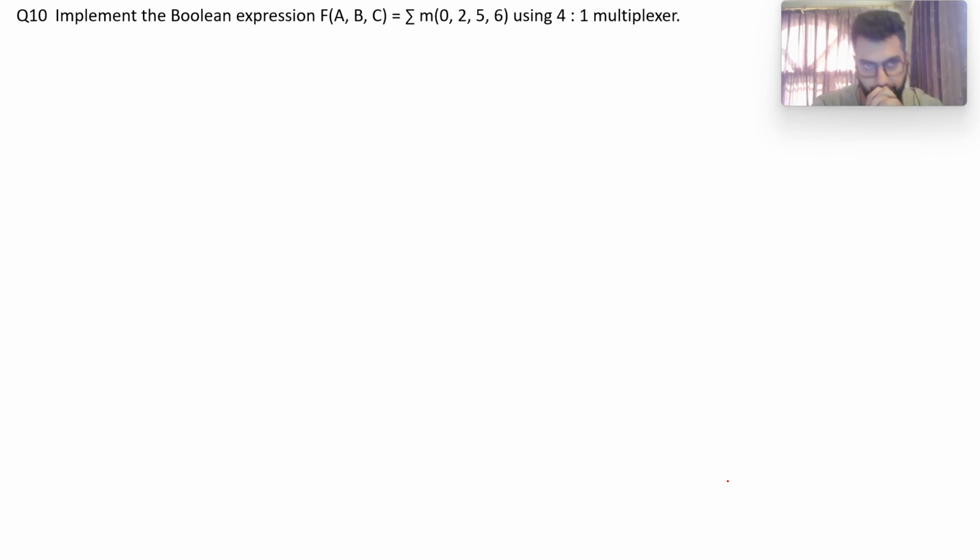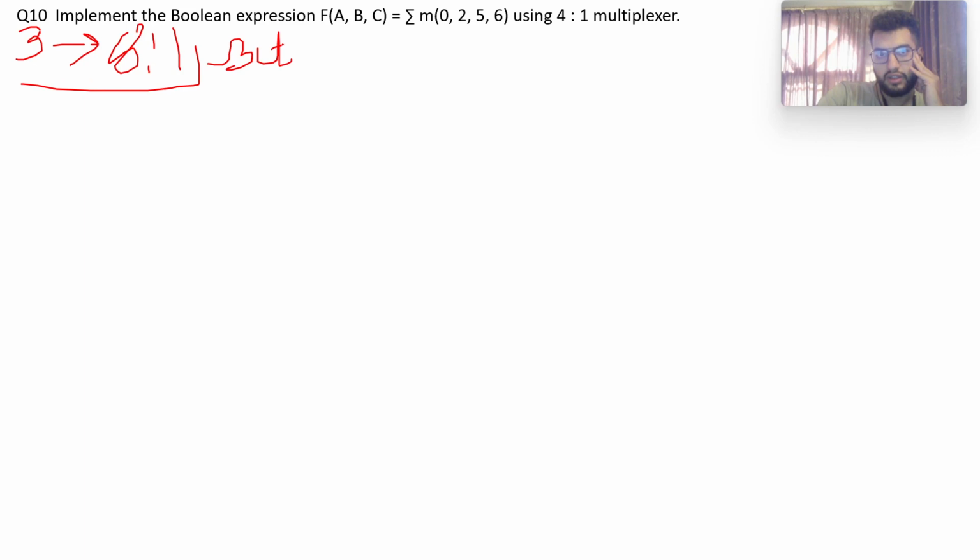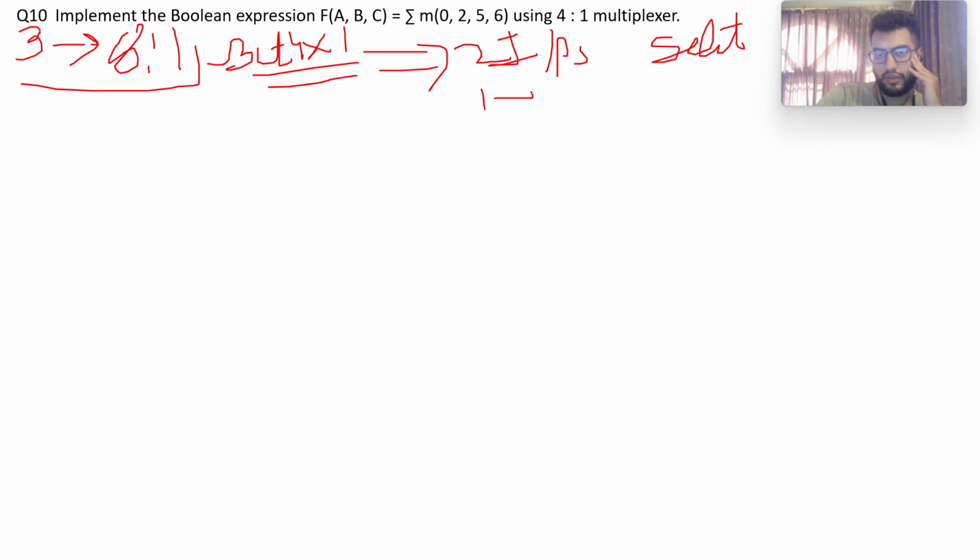So the next question asks us, implement f of ABC, so f of ABC equal to sum of minterms 0, 2, 5, 6 using a 4:1 mux. So here I have three variables. So if I wanted to use all of them as select lines, I needed an 8 is to 1 mux. But I have a 4 is to 1 mux available with me. So that implies two of the inputs will be my select lines and one will be applied to the input of the mux.